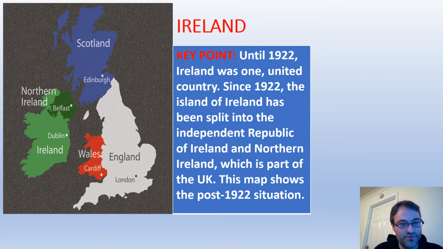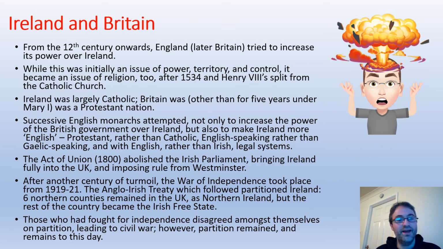However, since 1922, the map of Ireland has looked like it does there. Ireland was split in 1922 into the Republic, an independent country, and into Northern Ireland, which was part of the UK, along with England, Scotland and Wales. So here is your wider history. We're going to go on a whistle-stop tour through around about 900 years of Irish and British history.